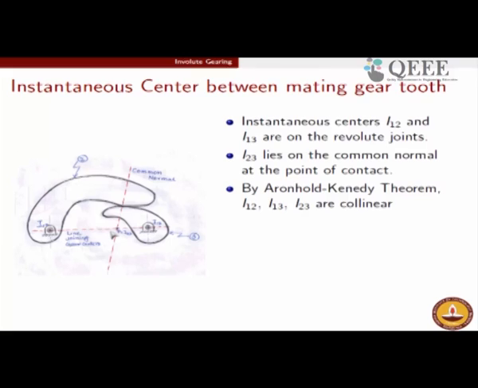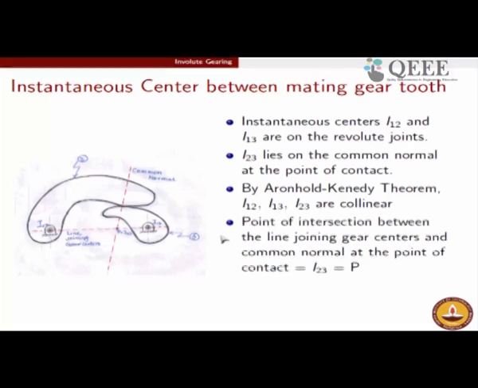We have also figured out from our discussion yesterday that this instantaneous center I23 has also got to lie along the common normal. So, to satisfy both these conditions, we must have the instantaneous center located at the intersection of the common normal between these two gear teeth and the line joining the two other revolute joints, or the shaft centers. So, this point of intersection between these two red dotted lines, as you can see here, is the instantaneous center between the two gears.